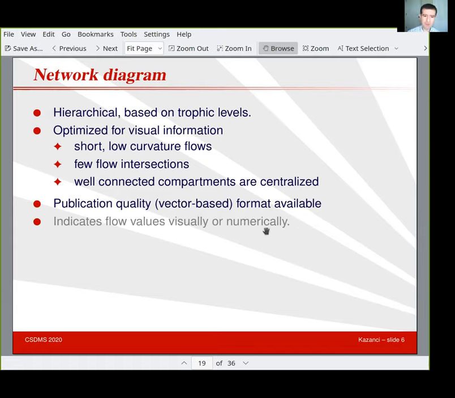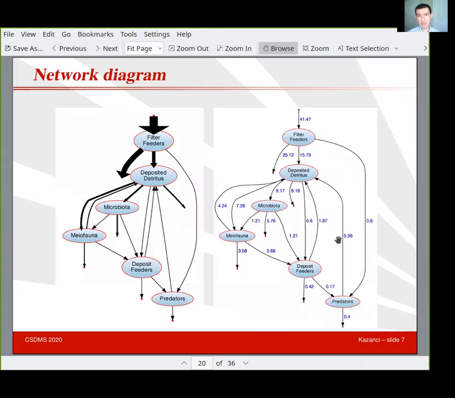And indicates flow values visually and numerically. So this is, again, a feature that will be implemented in the new version. It's ready, but it's not up on the website yet. So this is what that looks like. And we're still working out some of the details, like this large arrow is a little bit protruding here.